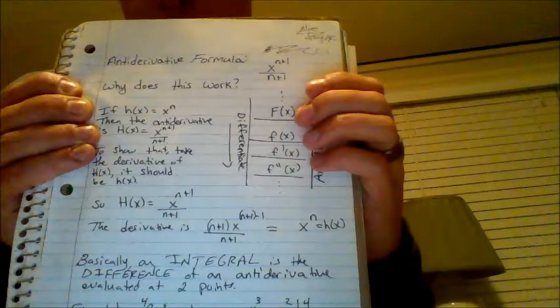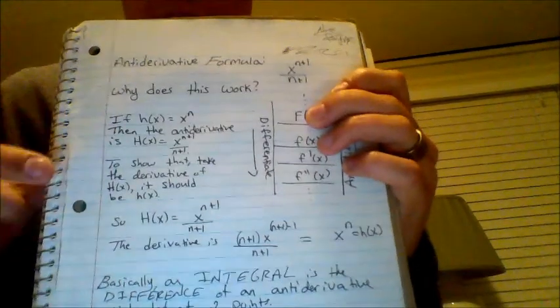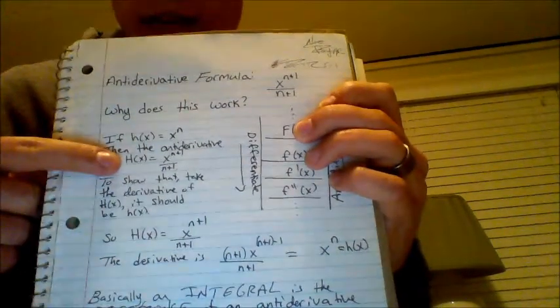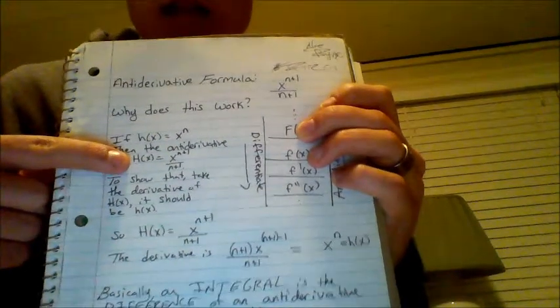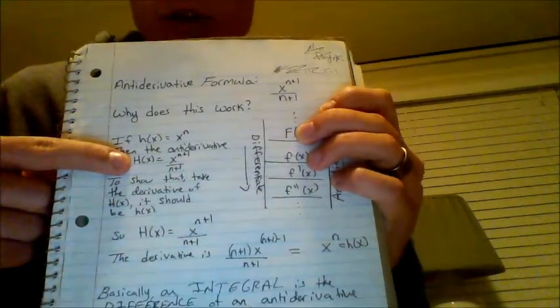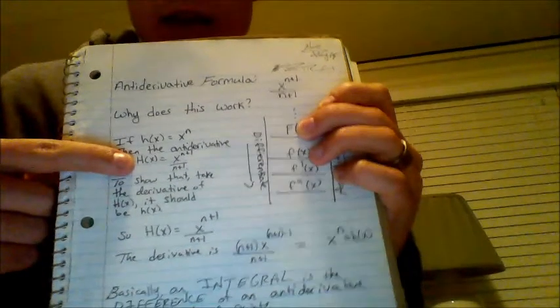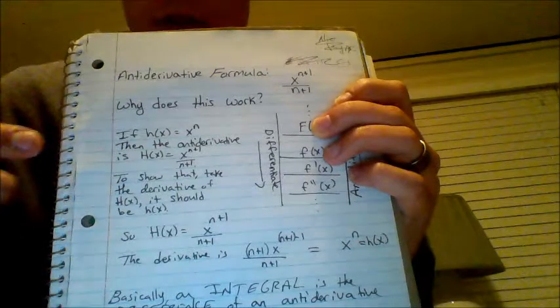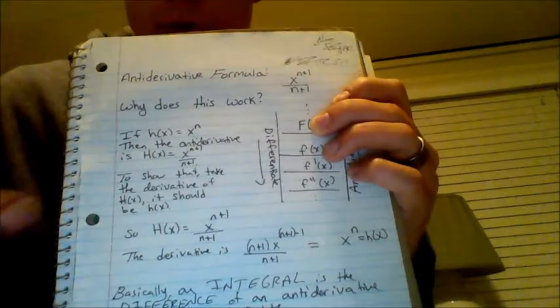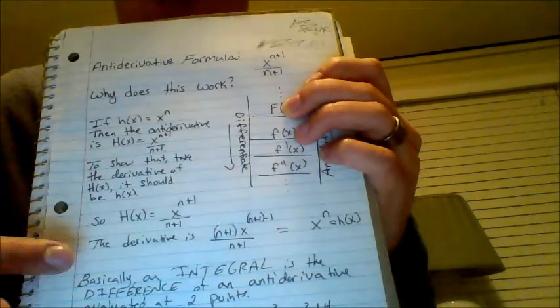So if I give you capital H of x and I just say, hey, it's x to the n plus 1 over n plus 1, let's say x to the 4th over 4 or something like that, and I ask you what the derivative is. Well, to take the derivative of an antiderivative, you'd bring down that exponent.